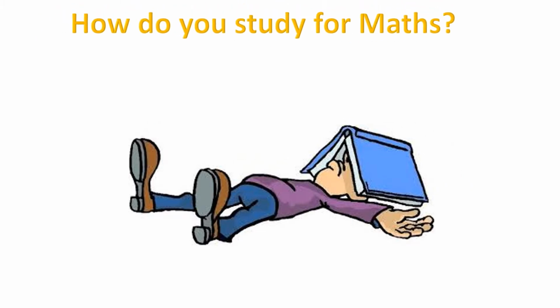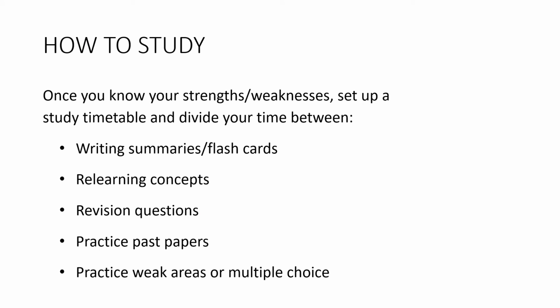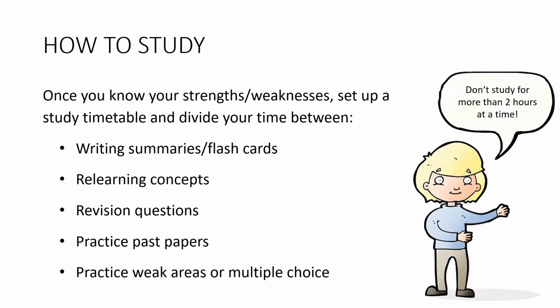So how do we study for maths? The age-old question. Well, once you know your strengths and weaknesses, set up a study timetable and then divide your time between these different things. We can write summaries or flashcards, relearn stuff, particularly your weaknesses. Look at revision questions, practice past papers, practice weak areas or particular types of questions like multiple choice, and don't study for more than 2 hours at a time.